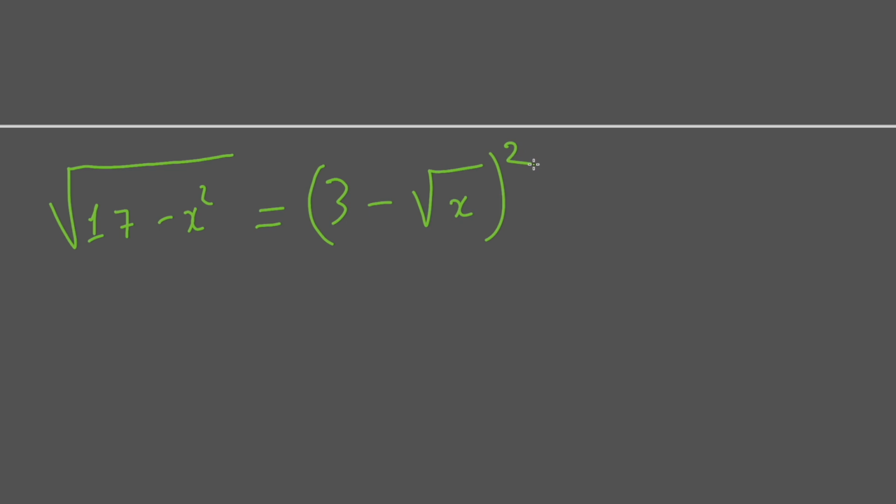We have the square root of 17 minus x squared equal to 3 minus the square root of x, squared.